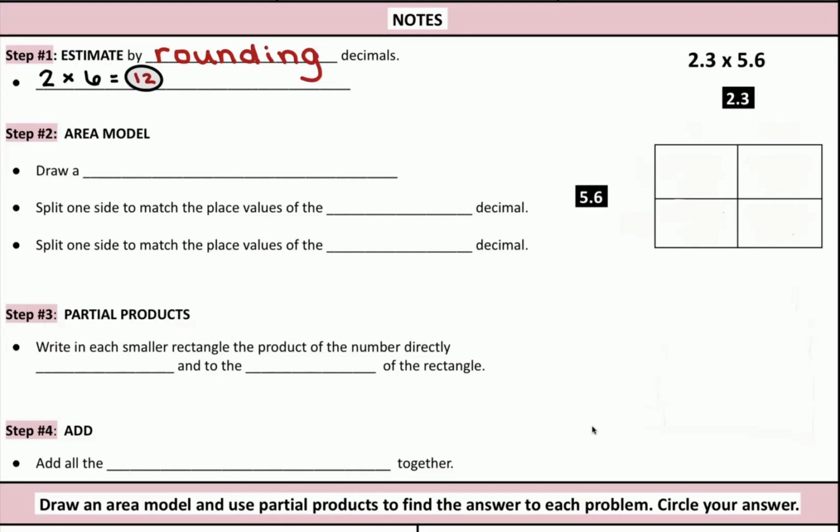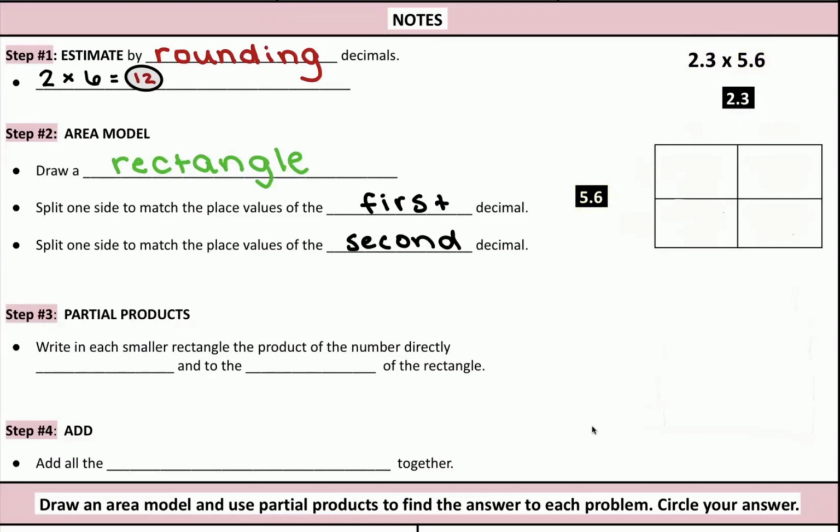The first step in drawing an area model is drawing a rectangle like you see on your notes. We're going to split one side to match the place values of the first decimal. Okay, so you can see 2.3 up here, our first decimal. And then on the other side, we'll write our second decimal, 5.6.